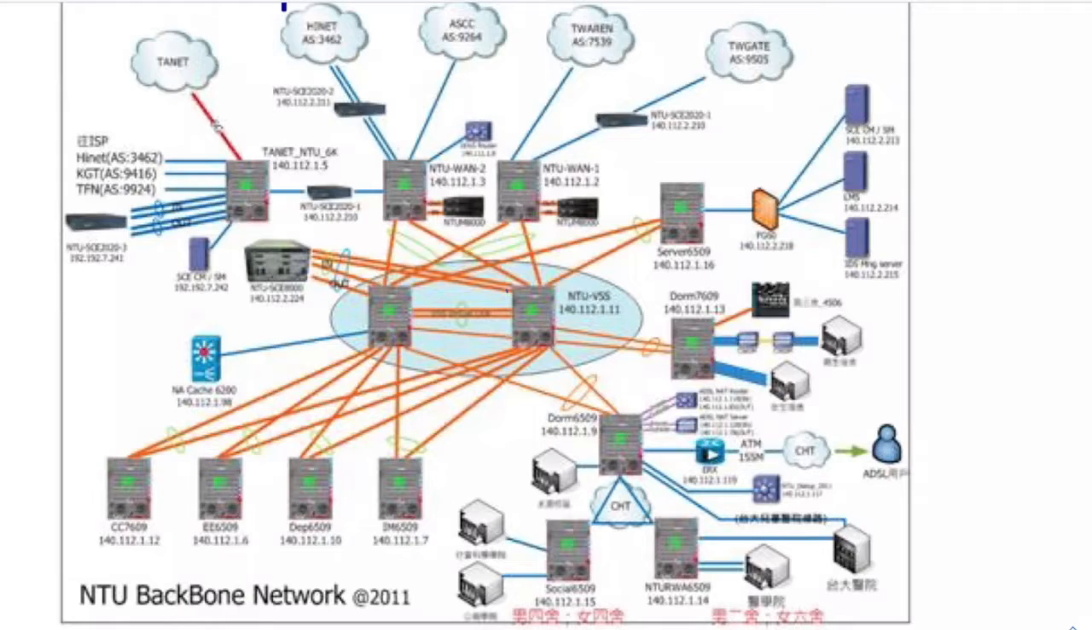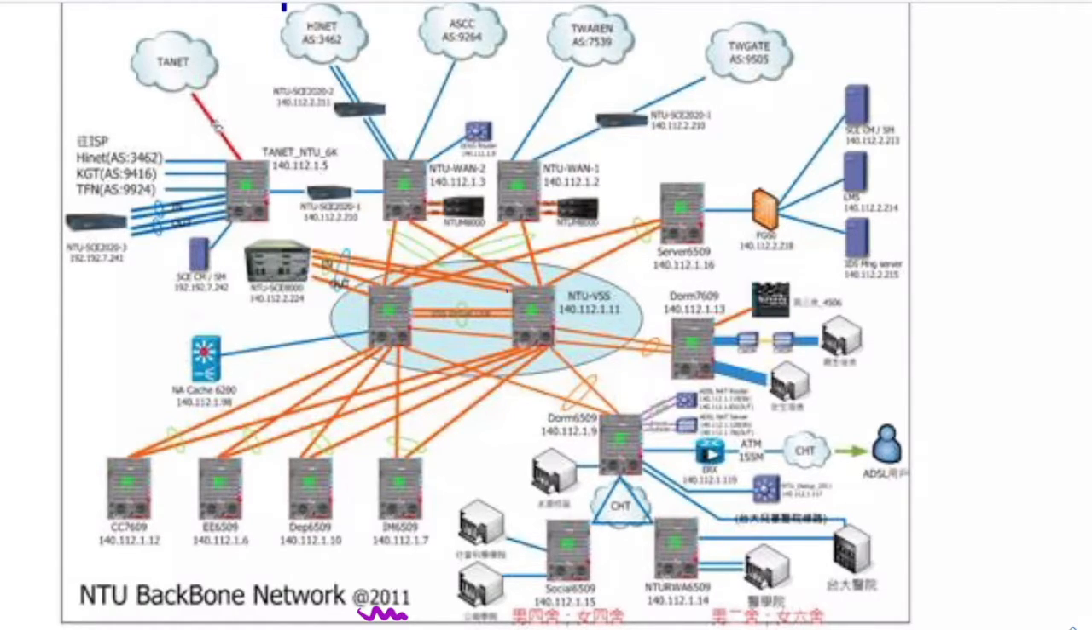The figure right here is not NCCU, it is NTU's campus network, and it is a little bit old. It is a figure from 2011, but I think it is a very nice figure for us to comprehend the two-level OSPF structure. So let's take a look at this figure, okay?